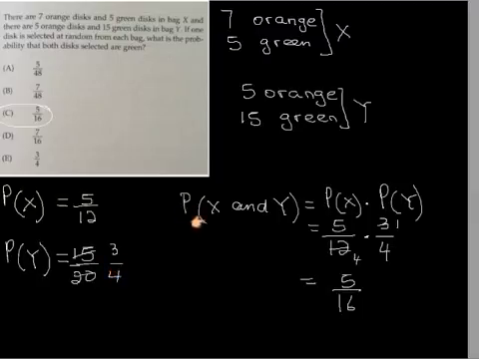The question is, what is the probability of event X and Y happening? And the formula is probability of X times Y, which is 5/12 times 3/4. Reducing it will give you 5/16.